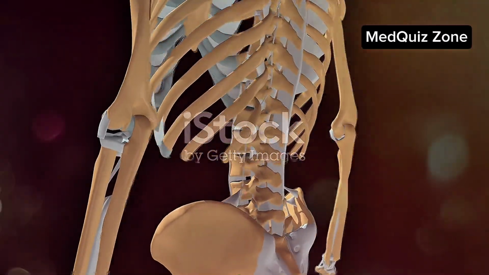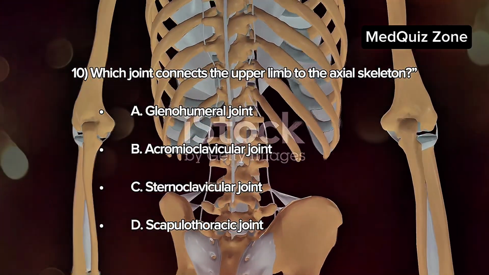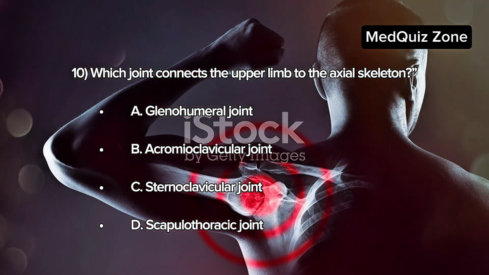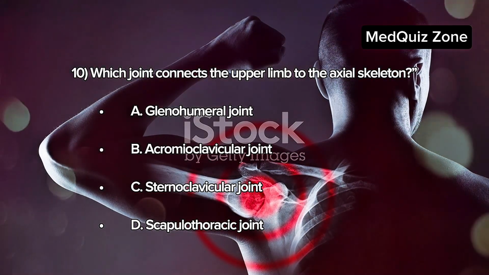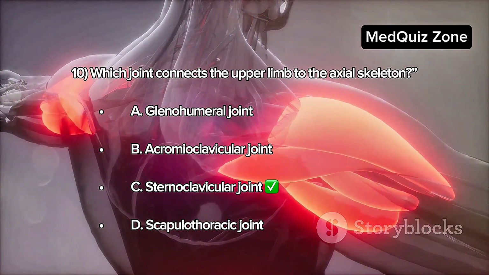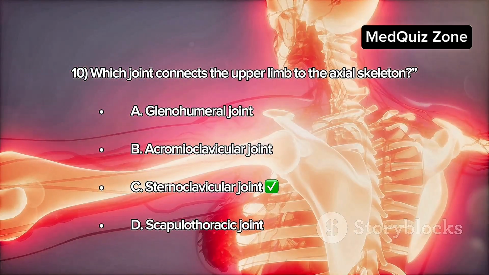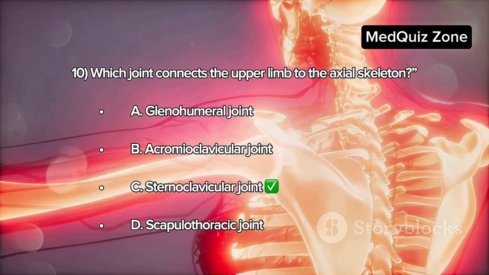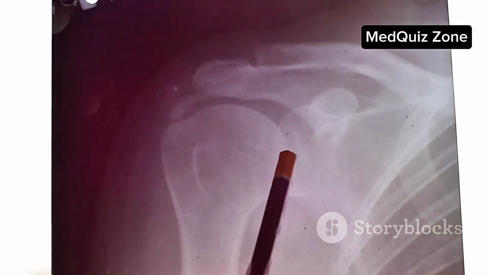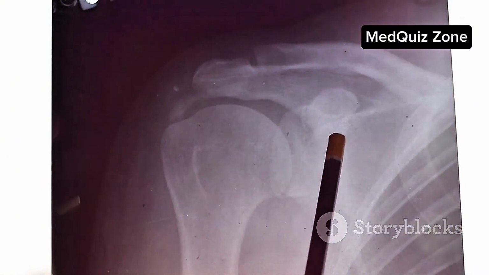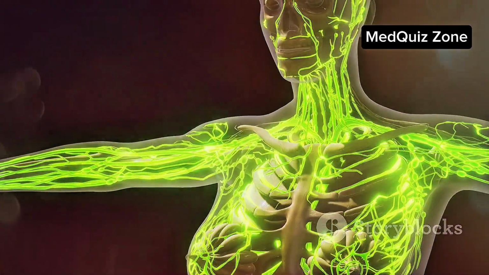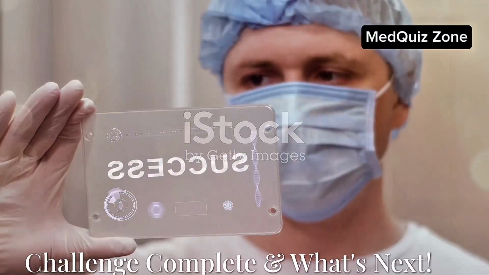Question 10. Which joint directly connects the upper limb to the axial skeleton? Your options are A, the glenohumeral joint, B, the acromioclavicular joint, C, the sternoclavicular joint, or D, the scapulothoracic articulation. The correct answer is C, the sternoclavicular joint. This joint is the only true synovial joint directly linking the appendicular skeleton of the upper limb to the axial skeleton. It's a saddle-type joint that allows for a surprising amount of movement. The strength and stability of this joint are critical for transmitting forces from the upper limb to the trunk.